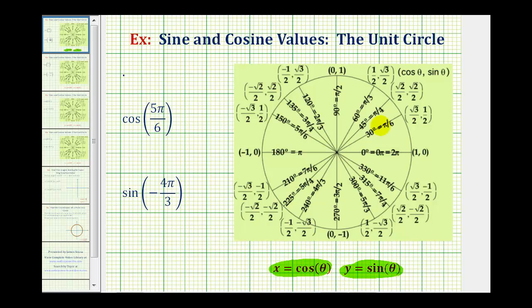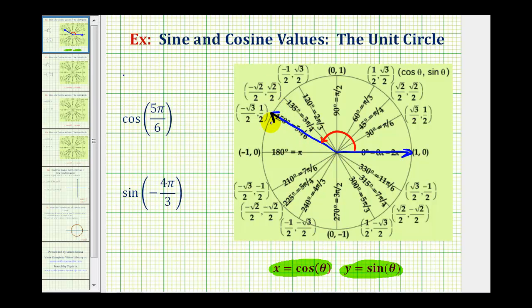So to find the exact value of cosine 5 pi over 6 on the unit circle, we'll sketch 5 pi over 6 radians in standard position, and then determine where the terminal side intersects the unit circle. So the initial side is along the positive x-axis, and now we'll rotate counterclockwise 5 pi over 6 radians. So we would rotate from here to here. So here's the terminal side of 5 pi over 6 radians.